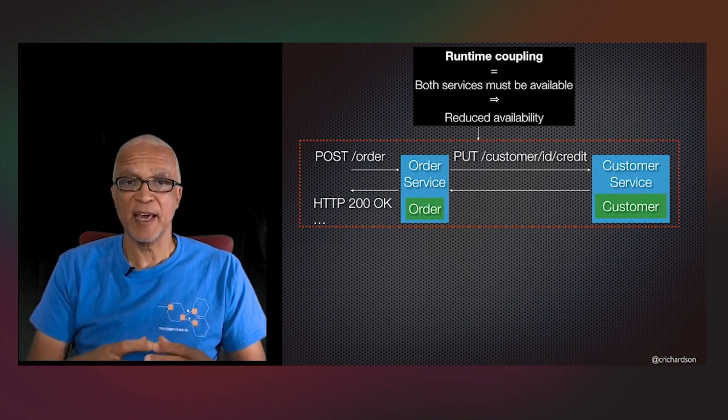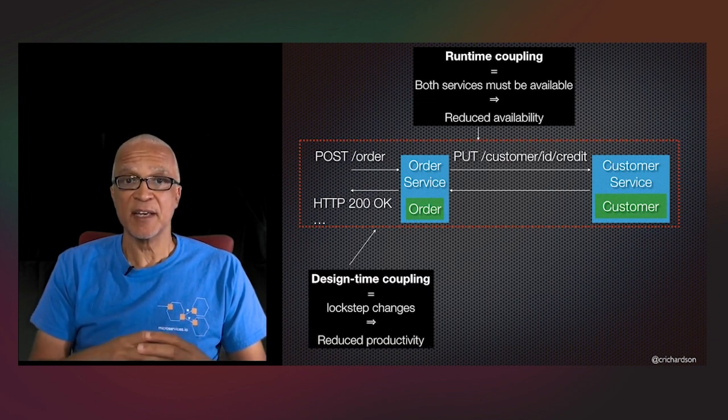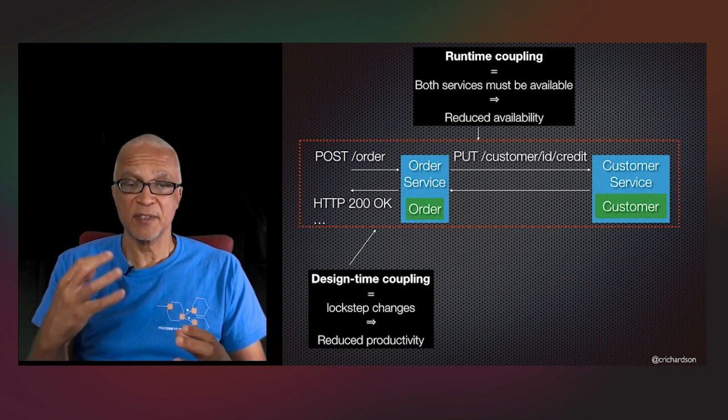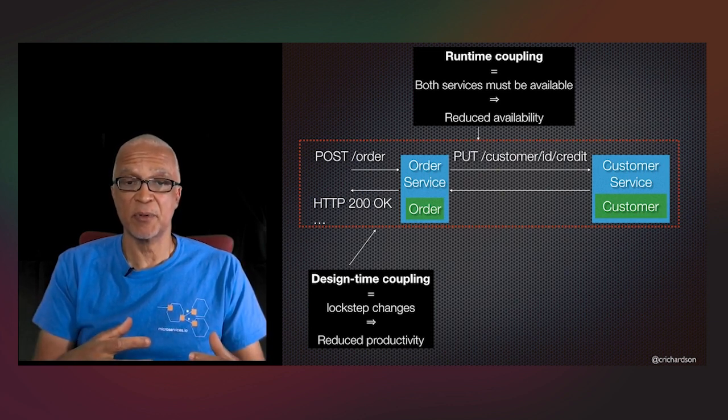The create order endpoint requires both services to be available, which reduces availability. In fact, a very common anti-pattern is a brittle architecture that has many long chains of service calls. Now each service ends up being a point of failure. The second type of coupling is design time coupling. Because the order service consumes the API of the customer service, there is design time coupling in this example.